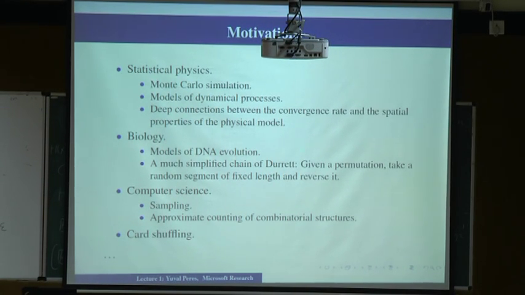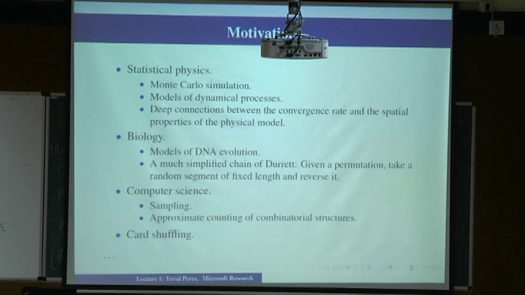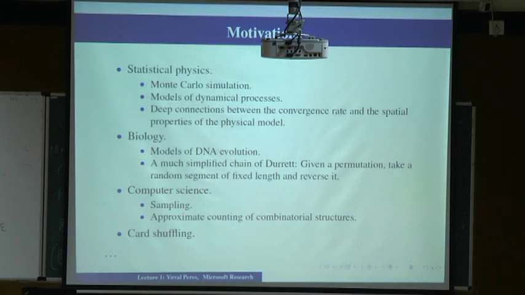So again, mixing and Markov chains have a lot to do with statistical physics. In particular, there are deep connections between the rate of convergence of a dynamics on a statistical physics model like the Ising model and the spatial properties of the model, the spatial mixing properties. It's important in models of evolution. And as I mentioned, it arises in computer science in randomized algorithms.